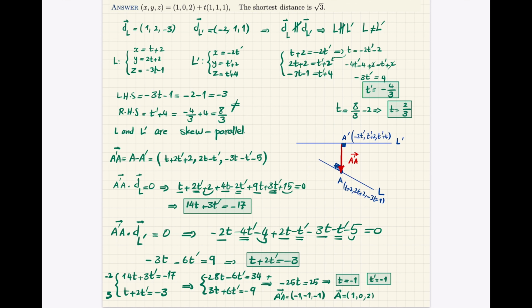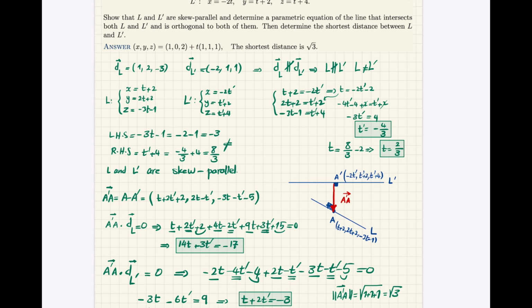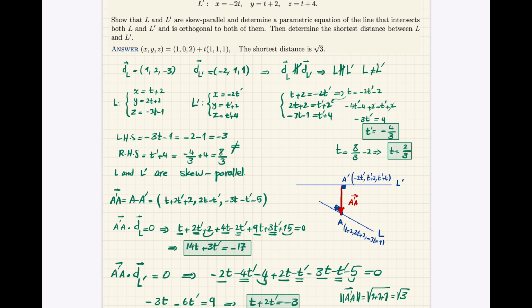Okay, and then if I want to find the shortest distance, I hope that you agree with me that this length is the shortest distance between these two lines, and then that is the length of the vector a prime a. But the length of vector a prime a can be simply calculated. The norm of a prime a is equal to the square root of minus 1 to the 2 plus the other one plus the other one, which is equal to square root of 3. So using this technique, even though it was a little bit lengthy, we were able to solve both problems simultaneously. We were able to find both the equation and the shortest distance.